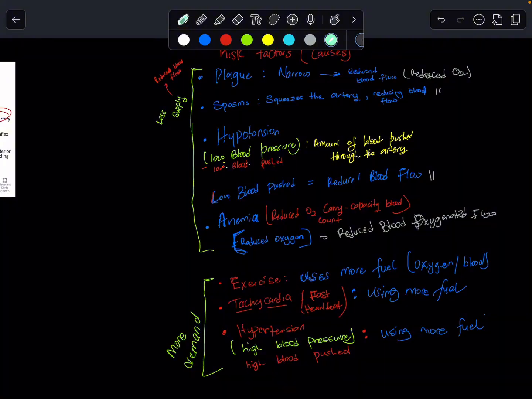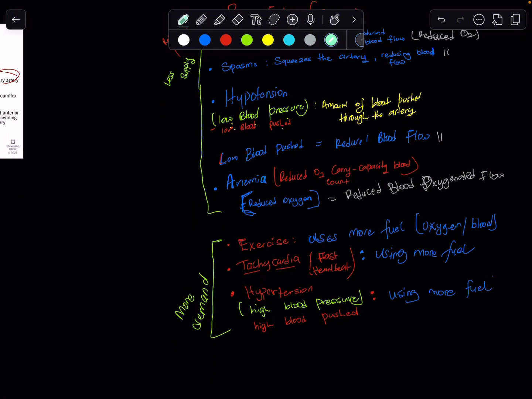Hypertension means low blood push. If we have less blood, that means less oxygen. Pretty much, so reduced blood flow, reduced oxygen to the heart. Anemia. We talk about how anemia is not just about the blood flow, it's about the blood flow that's rich in oxygen. If the blood going to the heart doesn't have enough oxygen, then it's still reduced oxygen to the heart.